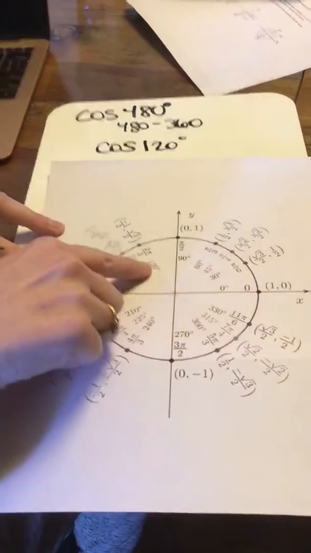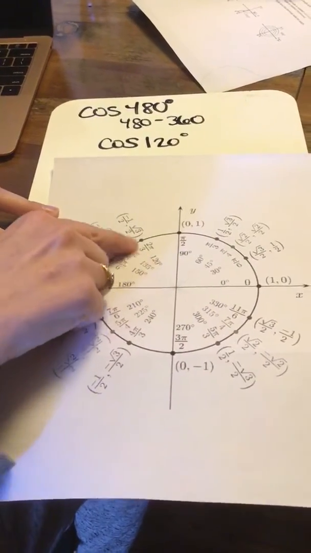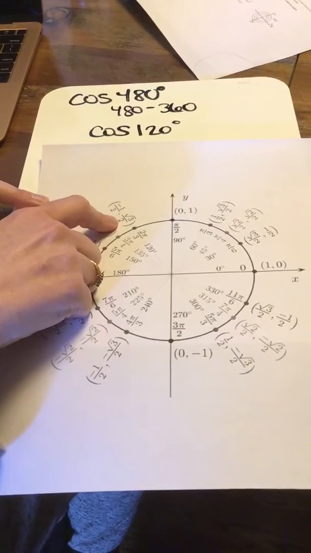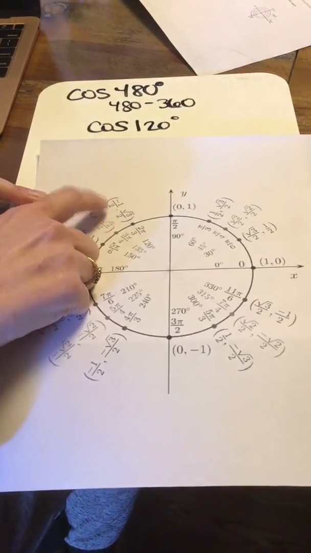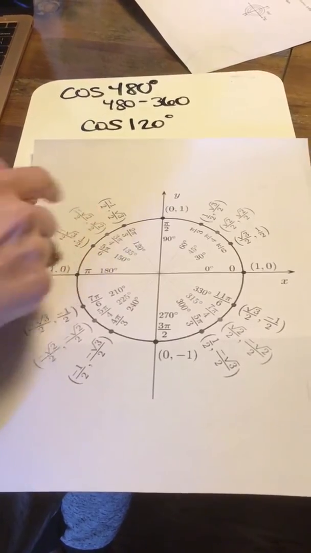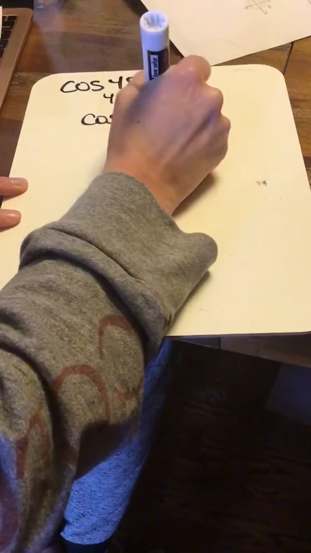Okay, so now I'm going to look on my unit circle and see if I can find 120. When I find 120, it's right here. And then outside here, remember my x is my cosine and my y is my sine. That's what that video showed you. So for this one, the x is -1/2. So my cosine here is -1/2.